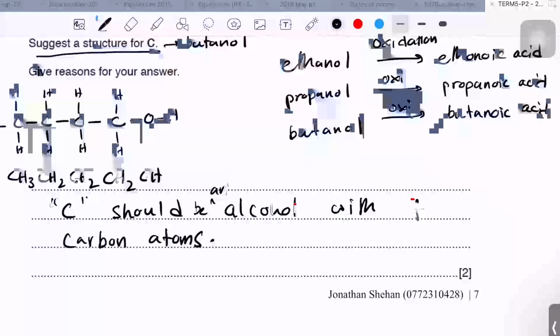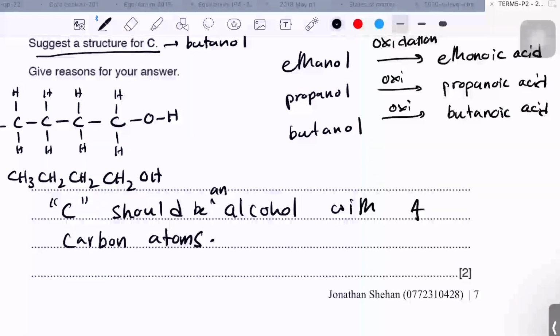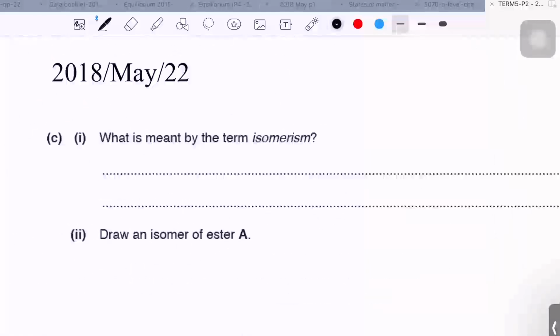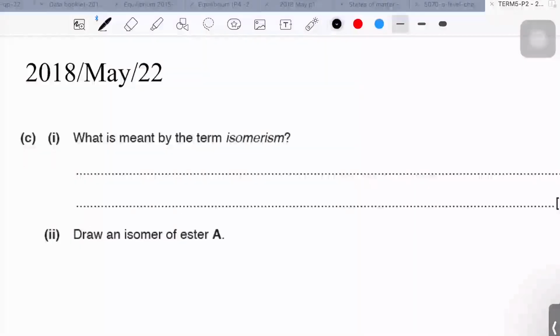Right, next question is about isomers. We have talked about isomers. Isomers have the same molecular formula but different structural formula. Same molecular formula and different structural formula.